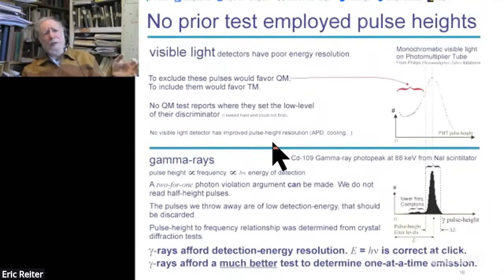So there are properties of the detectors that are required to see my effect. One of the important things is pulse height resolution. All the experiments in the past have not had pulse height resolution, especially the ones I showed you with visible light. They used photomultiplier tubes. All the detectors with visible light will have this wide distribution of pulse height.